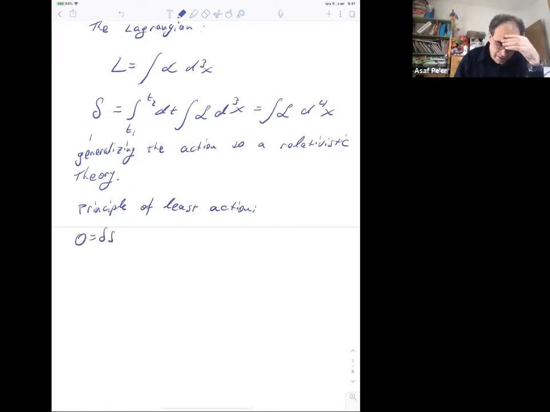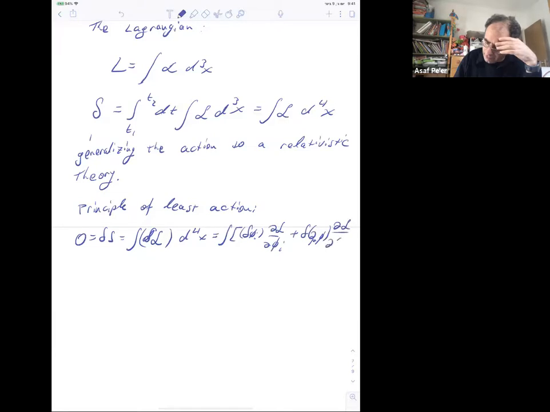So 0 is delta S, that's the principle. So this is the integral of delta L, the Lagrangian density, d^4x. Again, the Lagrangian density is a function of the fields and their derivatives. So it's just the integral of delta phi_i dL over d phi_i plus delta d_mu phi_i dL over d(d_mu phi_i), d^4x.